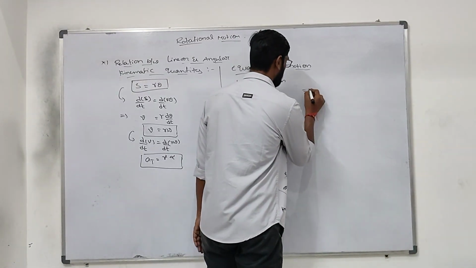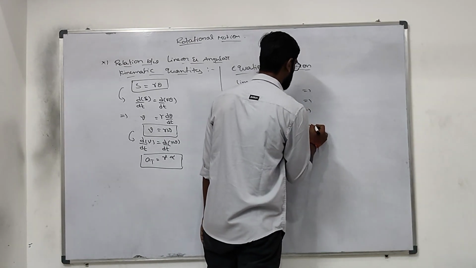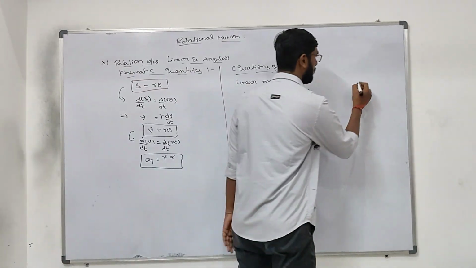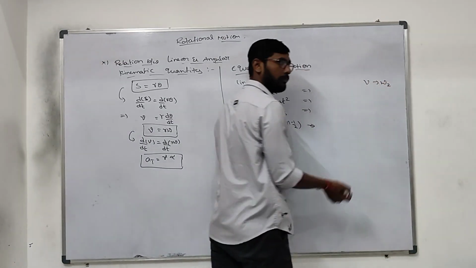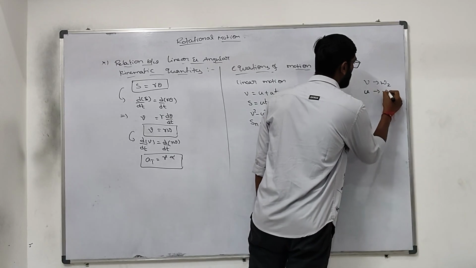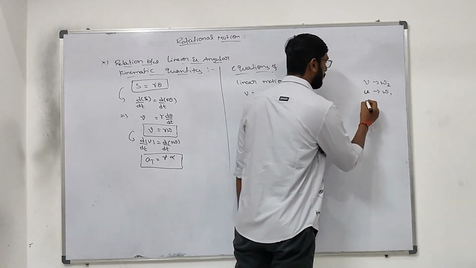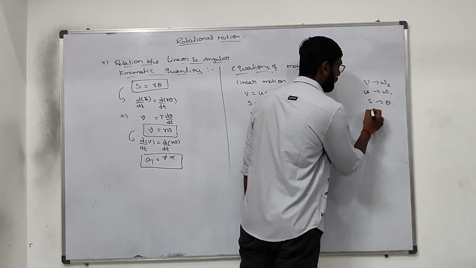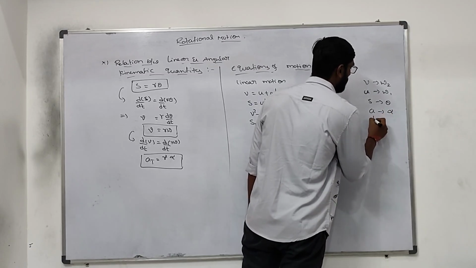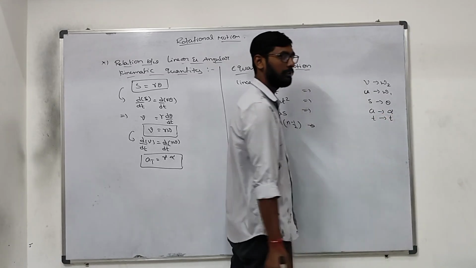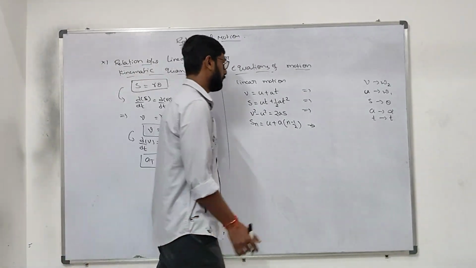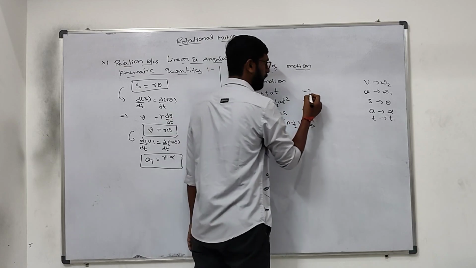So it will be transformed into angular kinematics. Like v will be replaced with omega 2, the final angular velocity. u will be replaced with omega 1, the initial angular velocity. s will be replaced with theta. a will be replaced with alpha. t will be replaced with t only, because there is no different rotational time and linear time. Now you can write this in place of v.